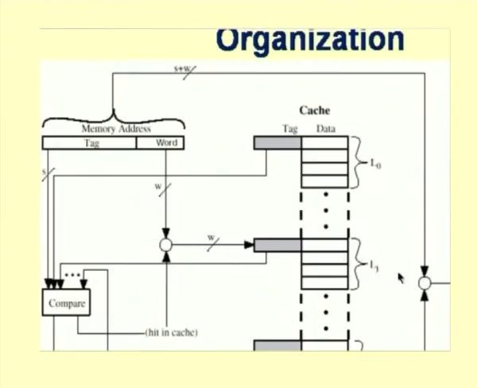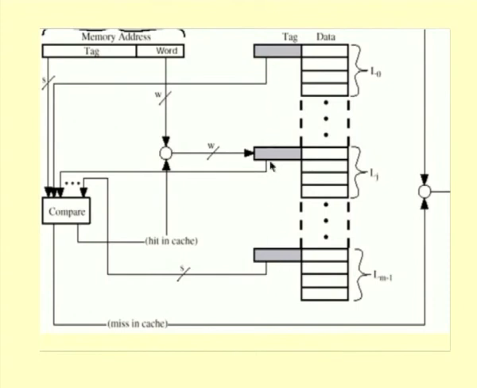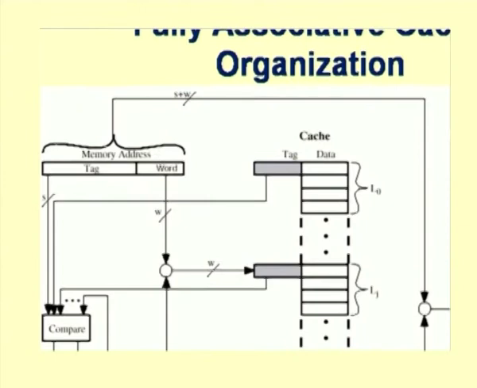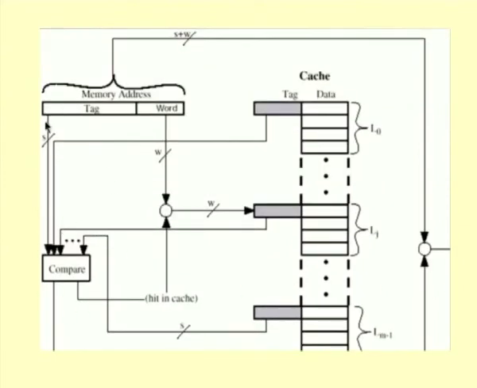If you look at how the cache would look, as we said, the cache will be divided into blocks, and for each block you will have a tag that is associated with it. Given your memory address, it will be divided into two portions, a tag portion and a word portion. The tag will be compared with all these different tags. You will have a set of comparators which will compare this tag with the different tags, and if any one of them matches, you have a hit in the cache, and you take the data from that particular block.